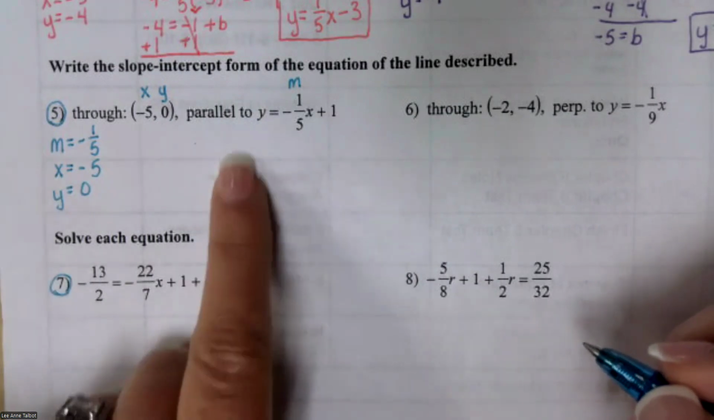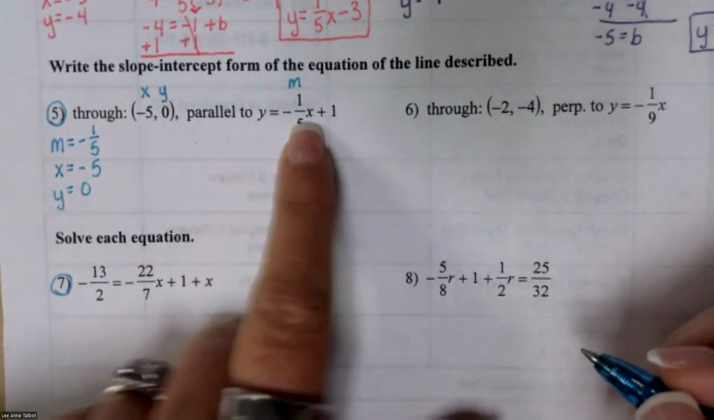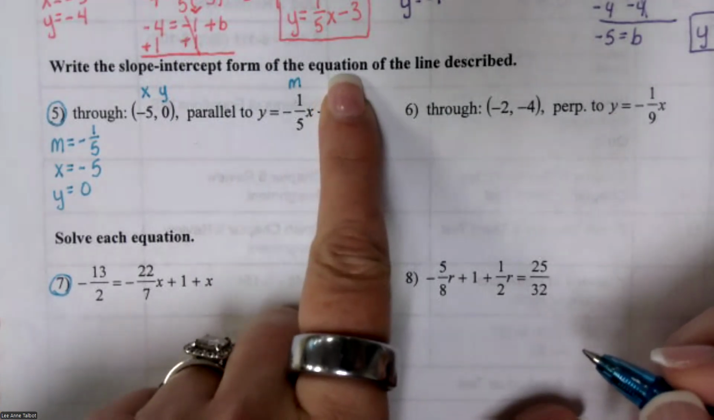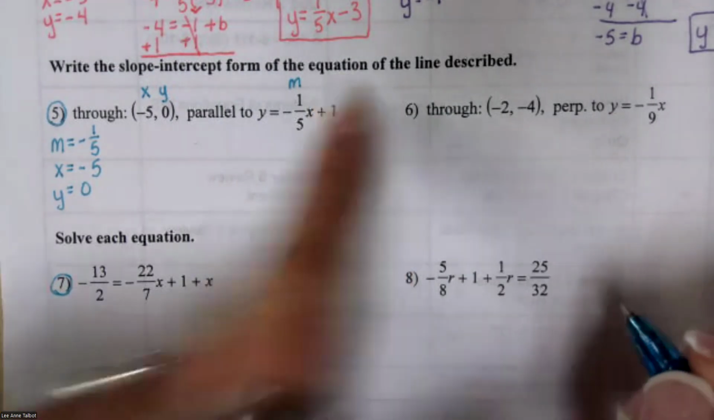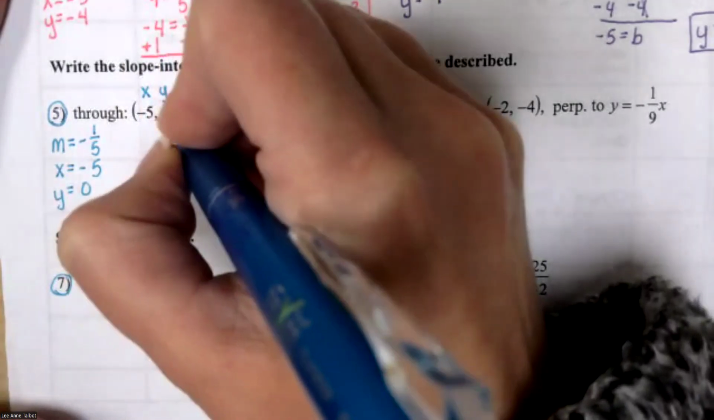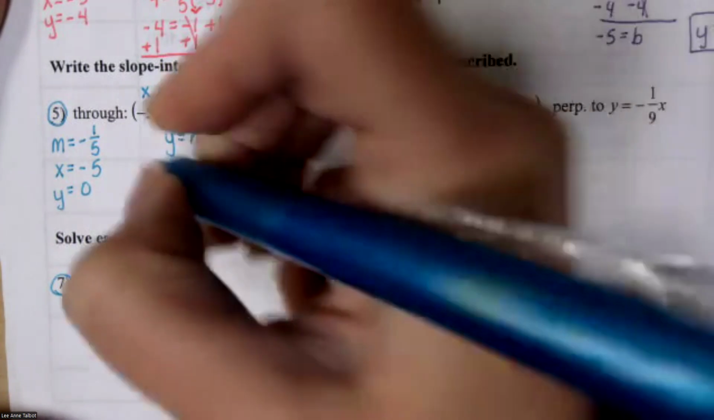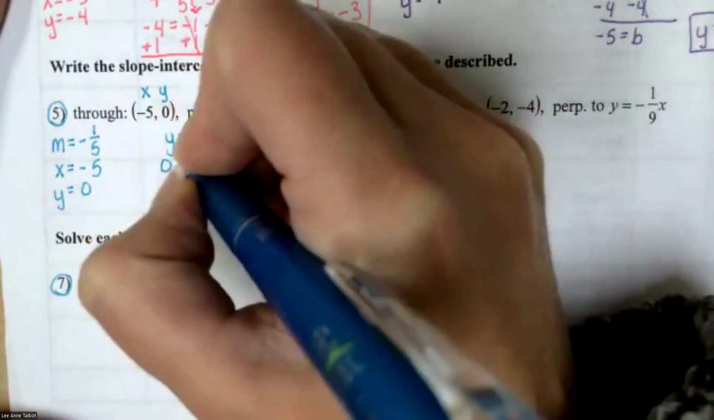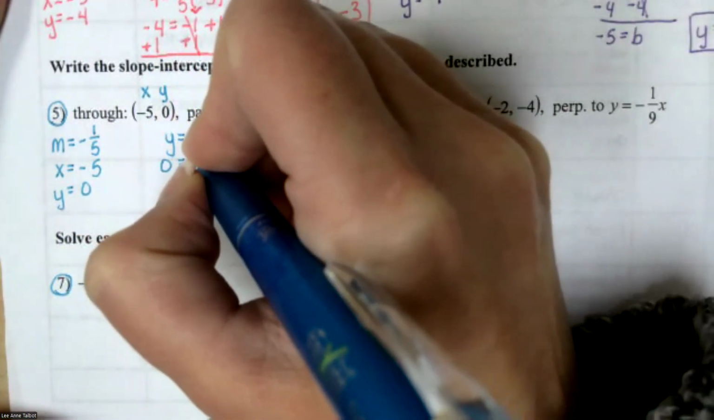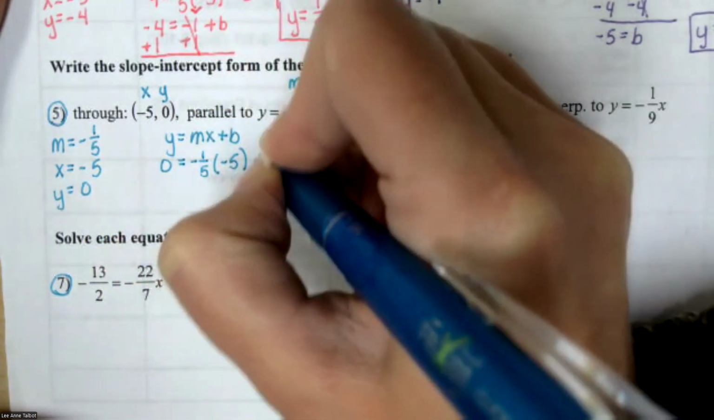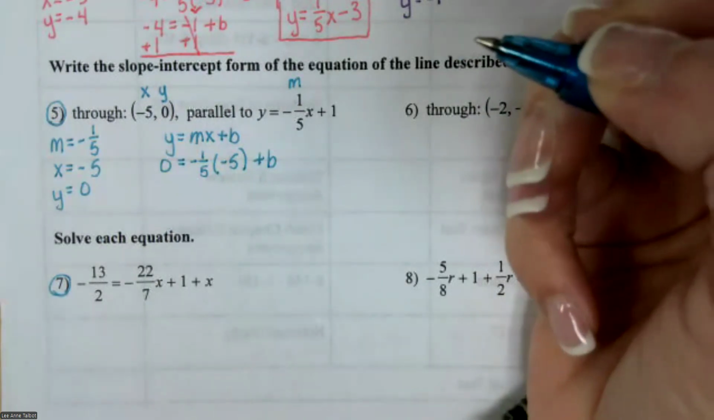And remember, parallel lines, they're going to have the same slope, but the b is going to be different. So you don't want this b, you want to get your own b. Y equals mx plus b. 0 equals negative 1/5 times negative 5 plus b.